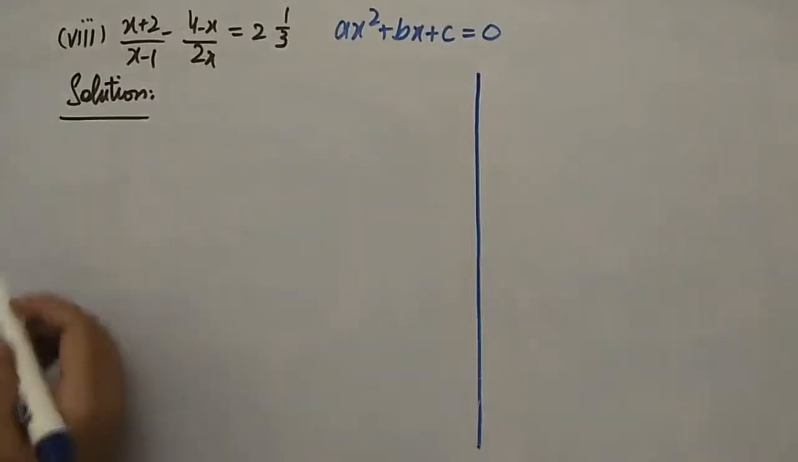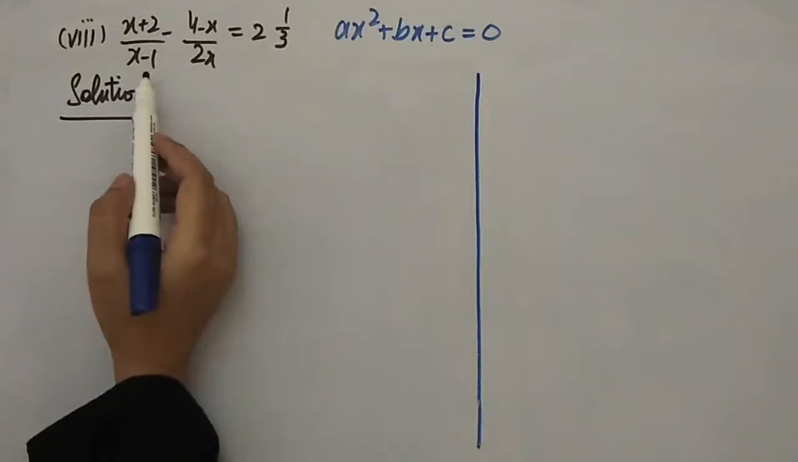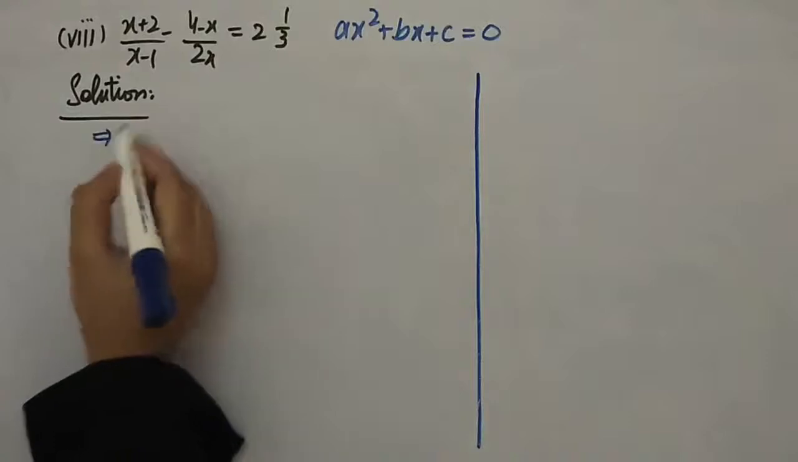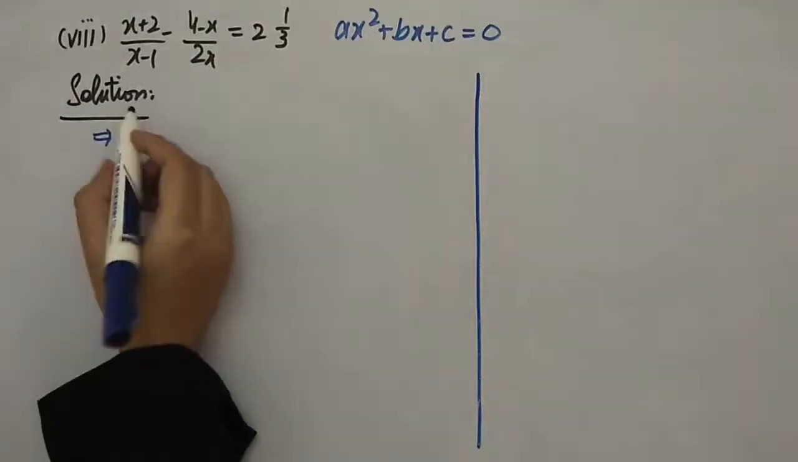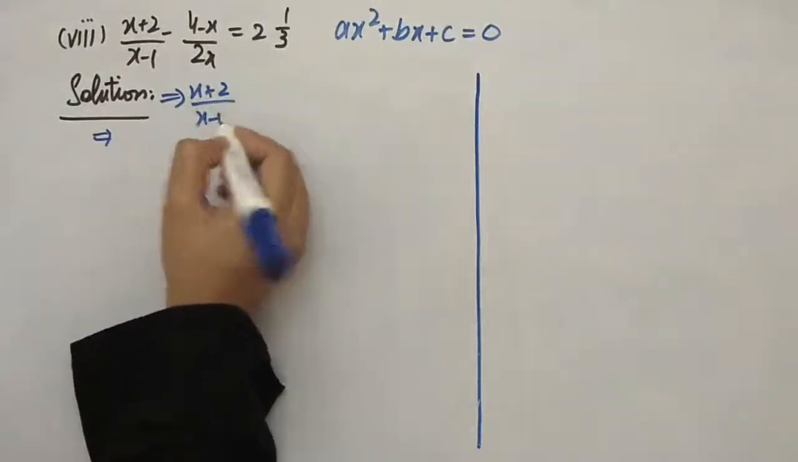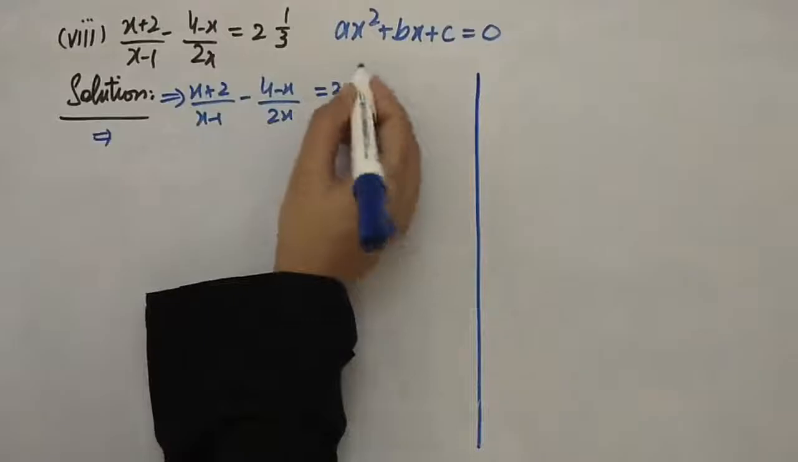Now question number 8. It is not in standard form, so first simplify it to make it in standard form of quadratic equation. So x plus 2 over x minus 1, 4 minus x, 2x, 2 1 by 3.